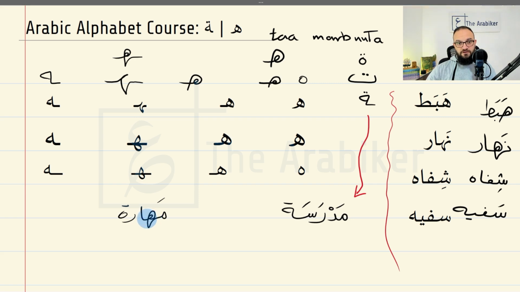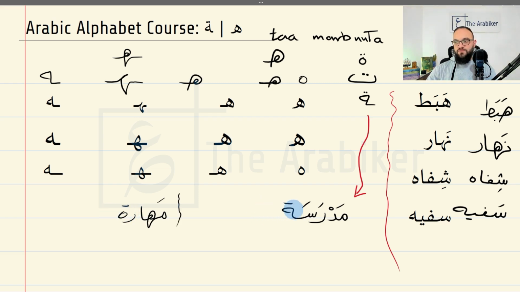This word here has the ha in the middle, maha, and then ra and ta marbuuTa. It will sound like mahara, mahara. It means a skill, by the way, and this one means a school, one school, singular. Back to the mahara here, which means a skill, it has this ta marbuuTa, okay? This one is connected. This one is not connected because the ra does not connect to the left.